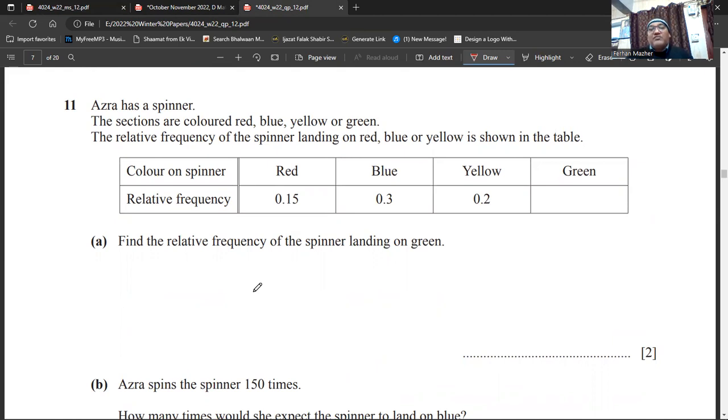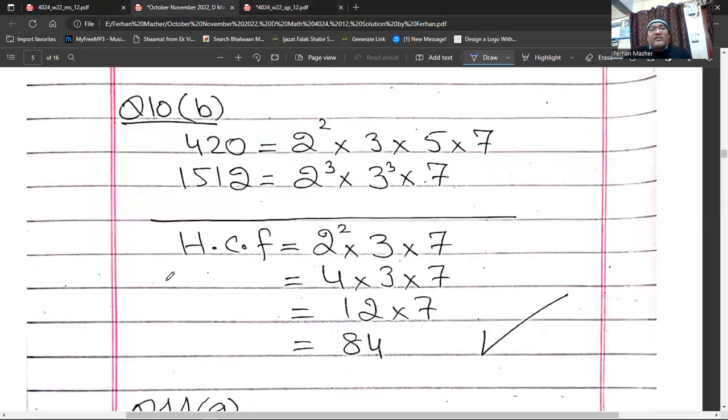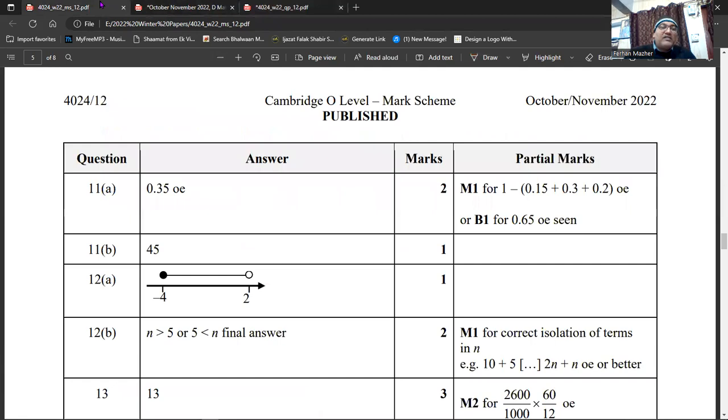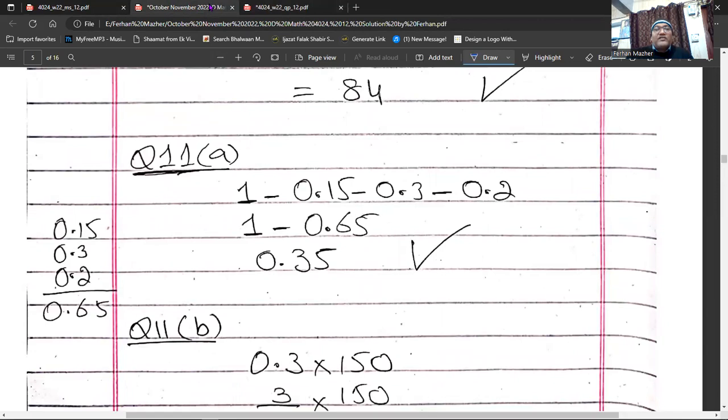So if you know the red, blue, and yellow and green is not given, find the relative frequency of the spinner landing on the green. So from 1, which is the total relative frequency, subtract the relative frequency of the red, blue, and yellow. You get the relative frequency of the green. Okay. So 1 minus 0.15 minus 0.3 minus 0.2. So that will be 1 minus 0.65. And that will be 0.35. So the relative frequency of the green will be 0.35. 0.35 is the right answer.